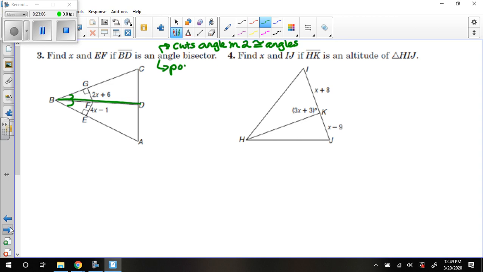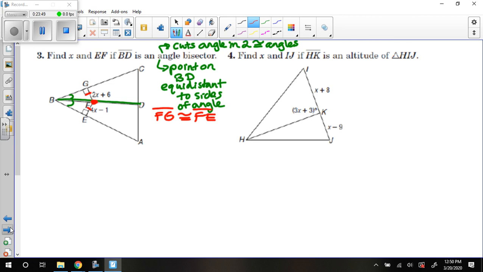So I'm going to say point on BD equidistant to sides of angle. So the point that they're referring to on BD is this point F right here. It's an equal distance to the sides. So from F to G is congruent to F to E. FG congruent to FE.